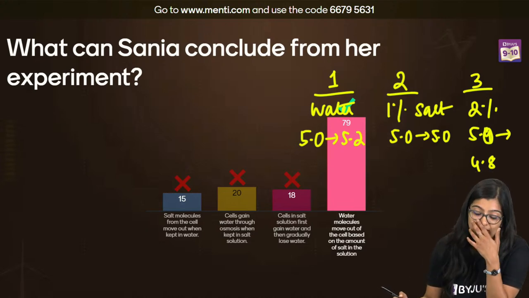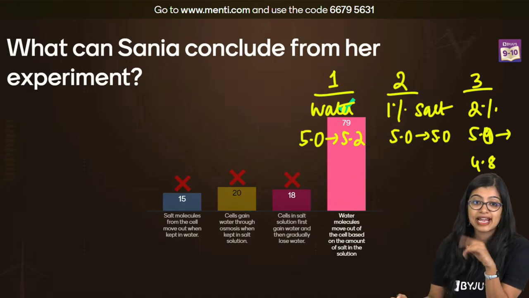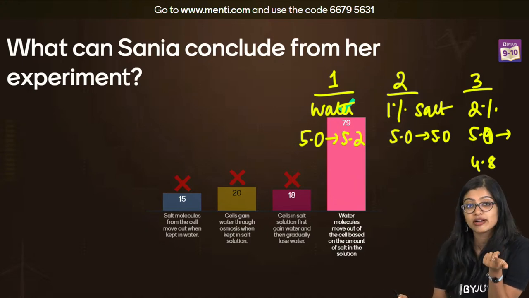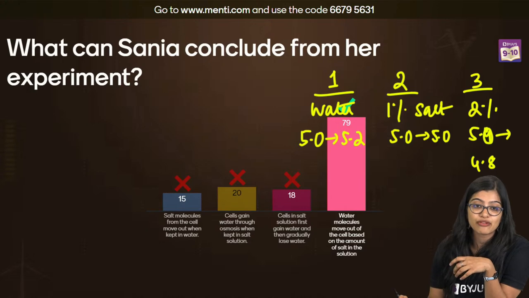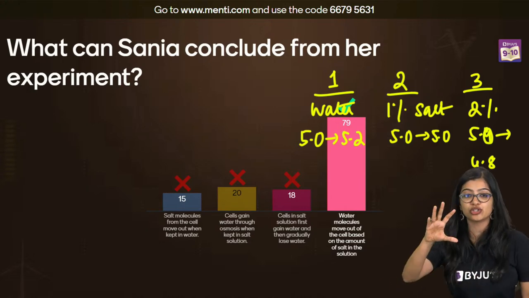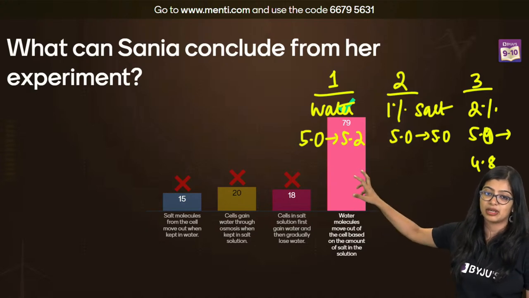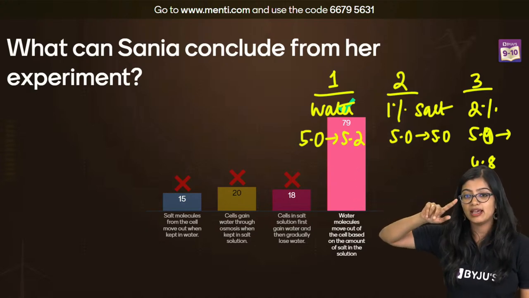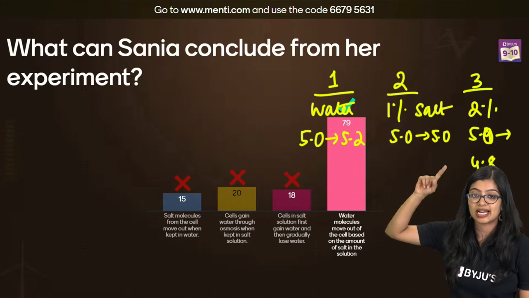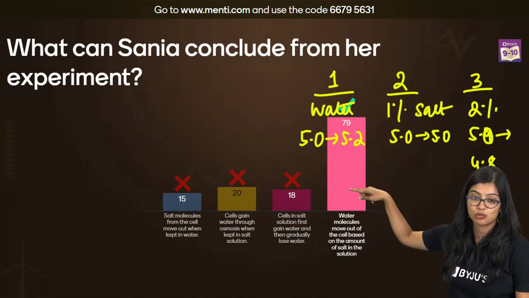How to answer this question? So first thing, when I explained the question to you, what did I do? I broke down the information and I told you that potato strips of 5 centimeters are kept in 3 beakers, okay? Then I saw what each beaker has. One has water, one has 1% salt, one has 2% salt.